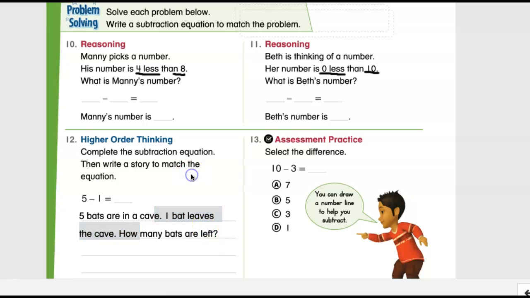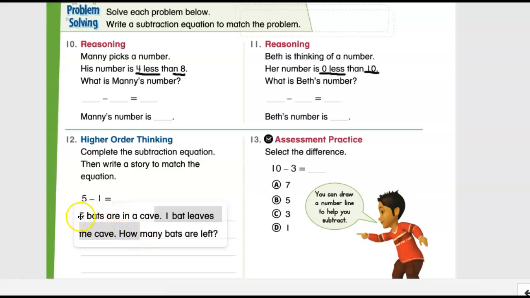For my example, I said 5 bats are in a cave. 1 bat leaves the cave. How many bats are left? So in my story, I included the number 5. I showed that in my story, we took away 1 bat. I said 1 bat leaves. And then I said how many bats are left. So boys and girls, you can use this kind of example when you are writing your problem.